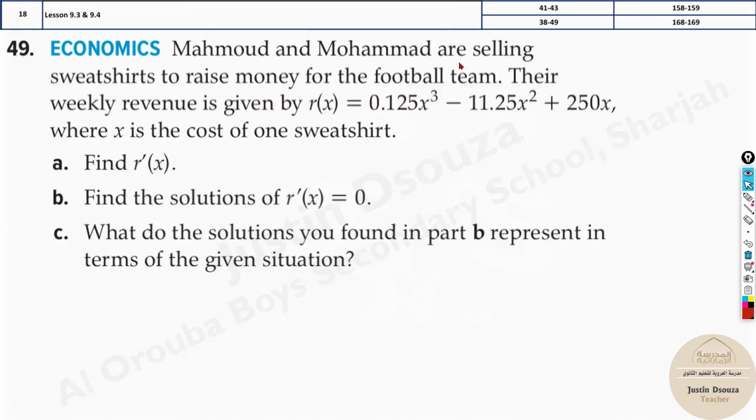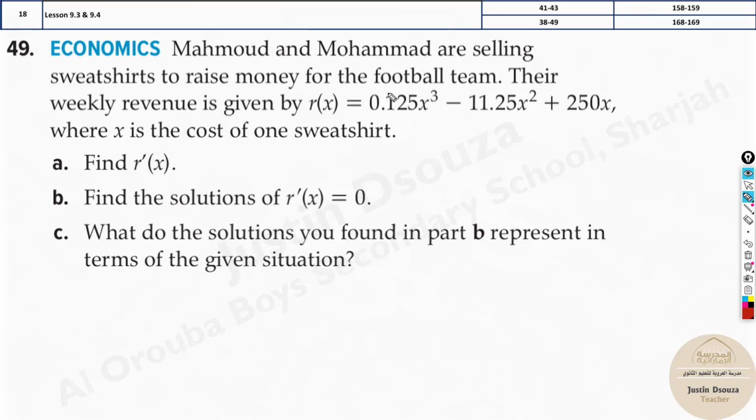Last problem in this topic is about a real world problem, and it's about Mahmoud and Muhammad selling sweatshirts to raise money for a football team. Their weekly revenue is r of x. The revenue with respect to x is equal to 0.125x cubed and so on, where x is the cost of one sweatshirt. So if they sell one sweatshirt, this x will be 1, and that's the revenue earned. So what they ask is we have to just derive it. So what is the derivation of this?